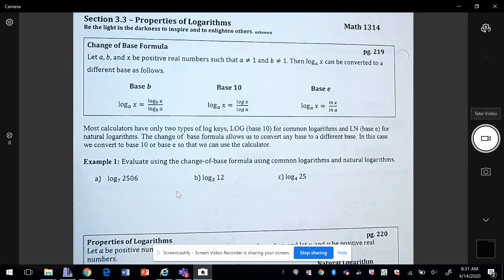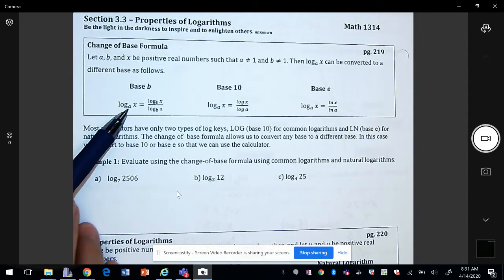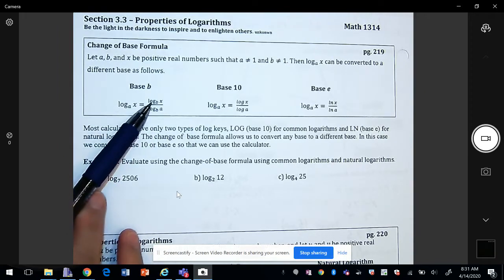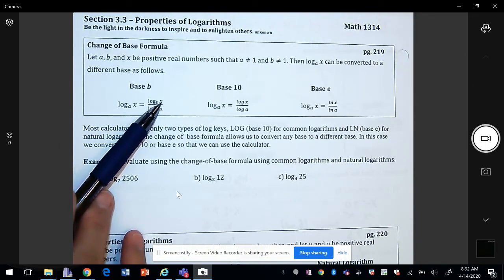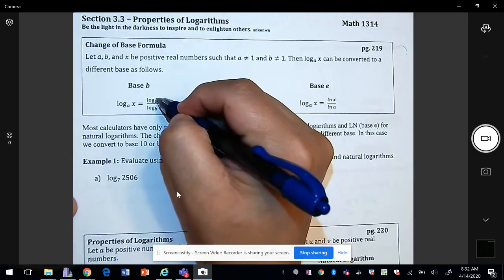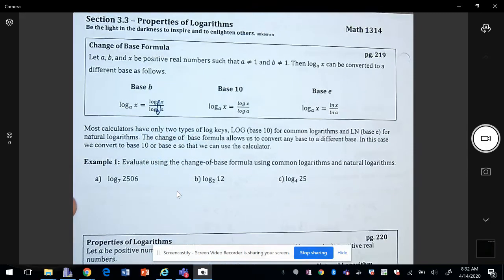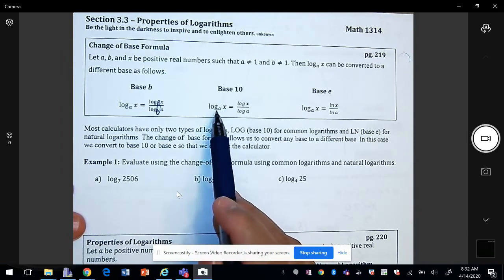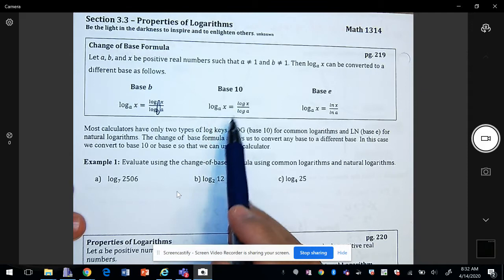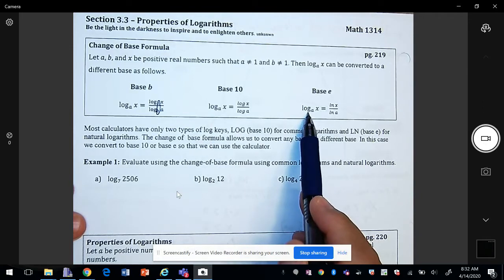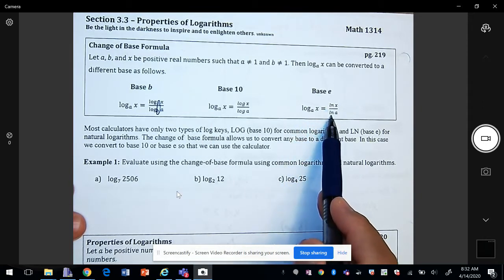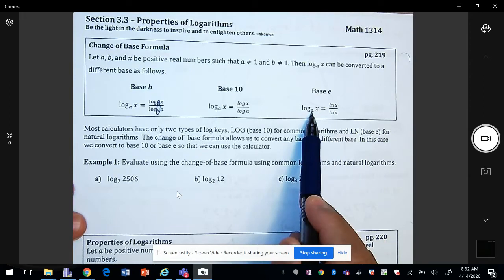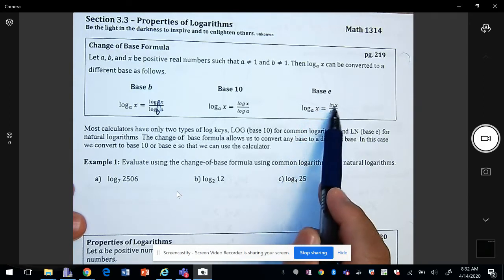Basically what it's saying is if you have a base other than 10, then we can rewrite this log as log base b of x divided by log base b of a. In other words, we are going to make this have the same base of 10 or natural log. So if we're looking at base 10, we would have log base a of x can be converted to log x divided by log a. And if we're using base e, we can rewrite this as natural log of x divided by natural log of a. So notice that your base a is going to be in the denominator, and then x is going to be in the numerator.